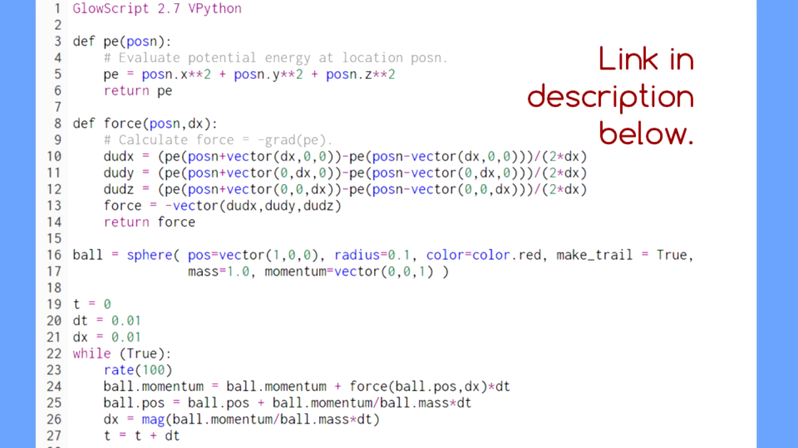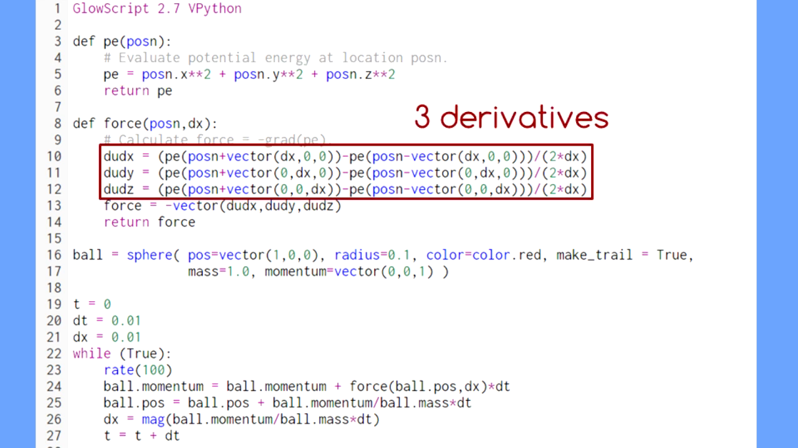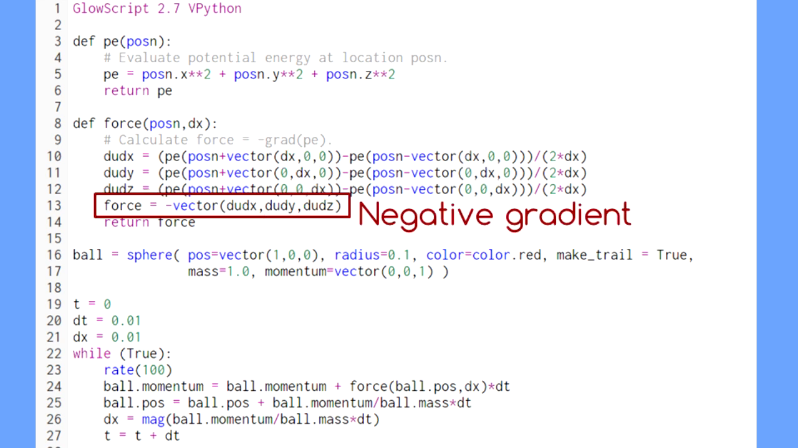We've set up this gradient calculation in this code, which is available at a link in the description below. The potential energy we'll work with models a spring that can stretch and rotate in all 3 dimensions. Here we evaluate the 3 derivatives we need. Again, note that we keep 2 position coordinates the same while we slightly adjust the one we're interested in. Then we collect these 3 derivatives in a vector and multiply by -1 to get the force.